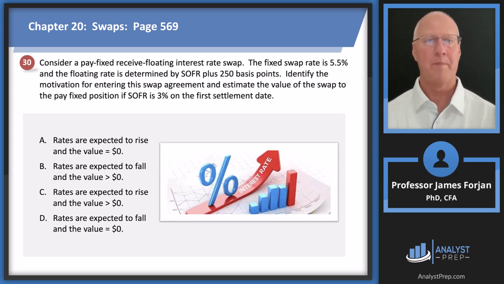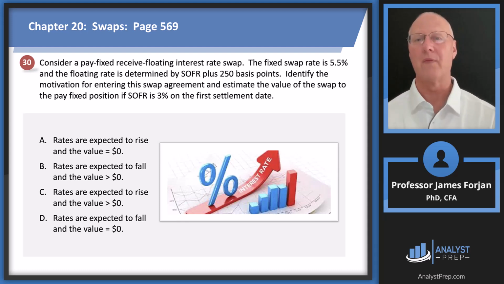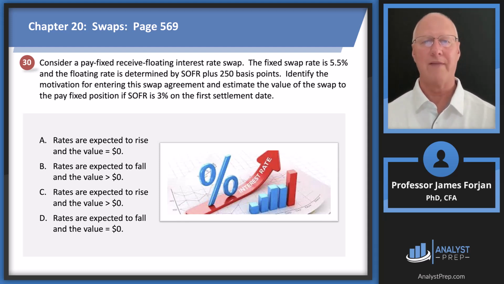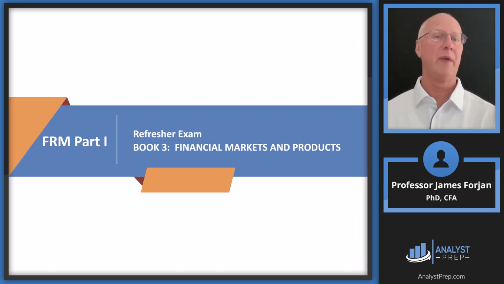Last one here. Pay fixed, receive floating interest rate swap. So when you read that, we're paying out the fixed, we're receiving the floating. So we're expecting interest rates to rise. So that should be the automatic thought that you have. Fixed swap rate, 5.5%. Secured overnight financing rate plus 250 basis points. Identify the motivation for entering the swap. Well, I just gave you that motivation, right? Rates are expected to rise. And what is on the first settlement date? If SOFR is 3, well, you do 3 plus 2.5, you get the 5.5, so there's 0, right? Rates are expected to rise, value equals 0, so there's no netting of payments required.